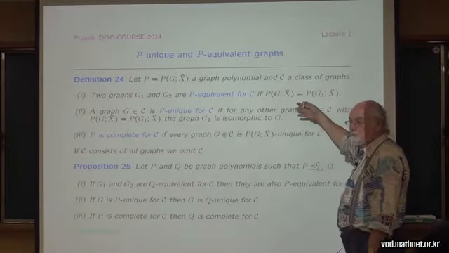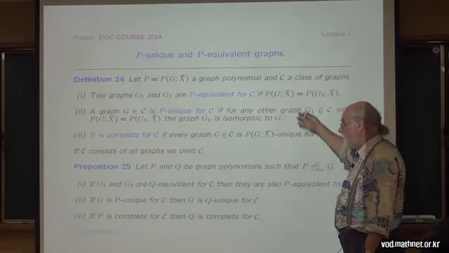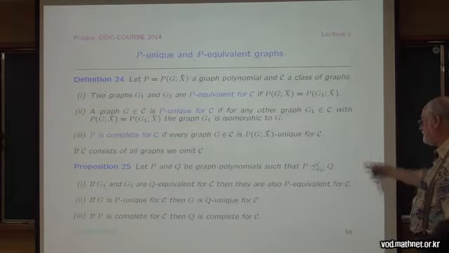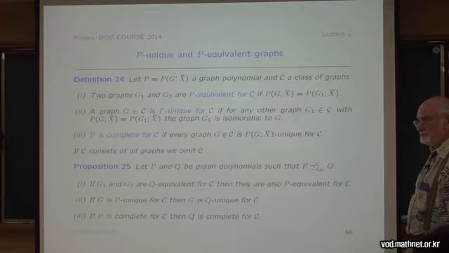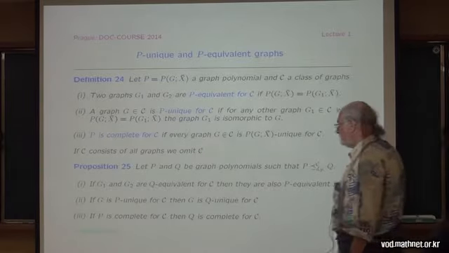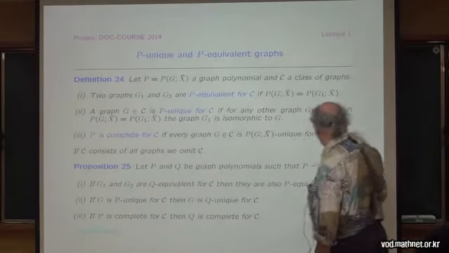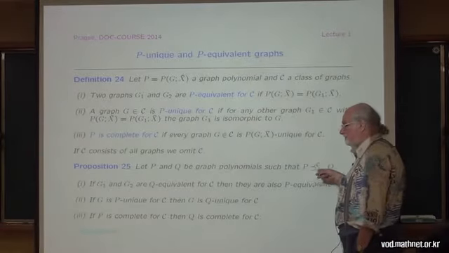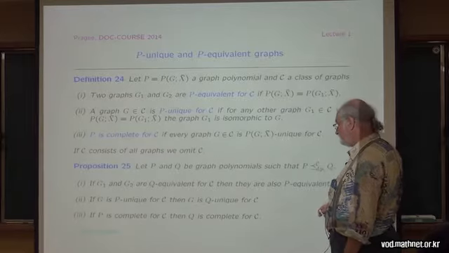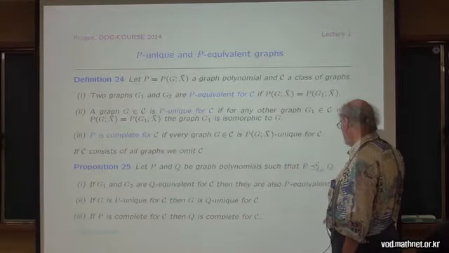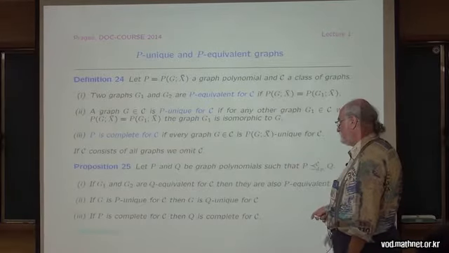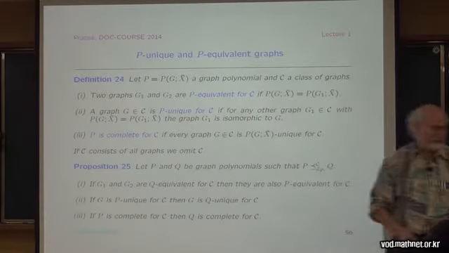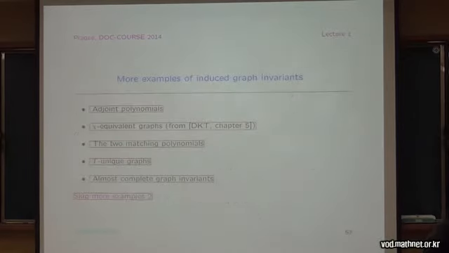And people look at these problems. There are papers in the literature. So here are some, somebody called these sanity checks that the definitions make sense. If P and Q are two polynomials, and Q is more general than P, or has more distinctive power, then if graphs are Q-equivalent, they are also P-equivalent. If G is P-unique, then it is also Q-unique. And if P is complete, then it also is complete for Q. This is just to tie up things.